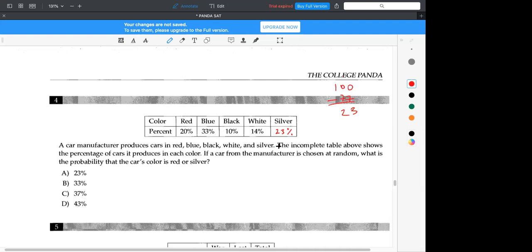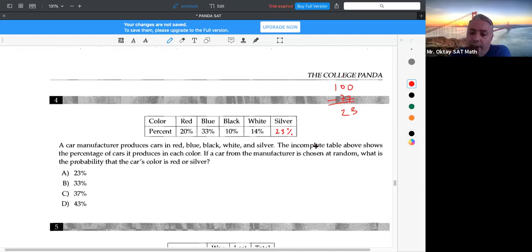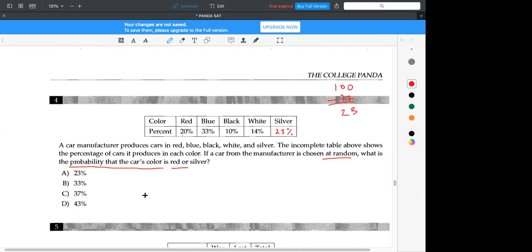And then let me read. The incomplete table above shows the percentage of the cars produced in each color. If a car from the manufacturer is chosen at random, what is the probability that the car's color is red or silver? Red or silver. So what can we say? Help me. What can we say? First of all, we can say 20% plus 23%.